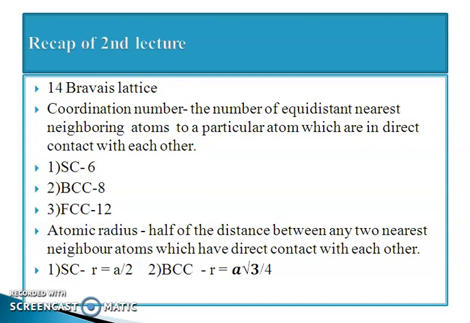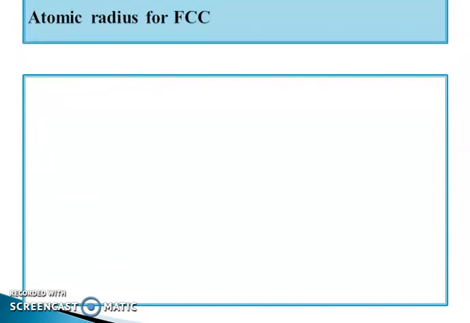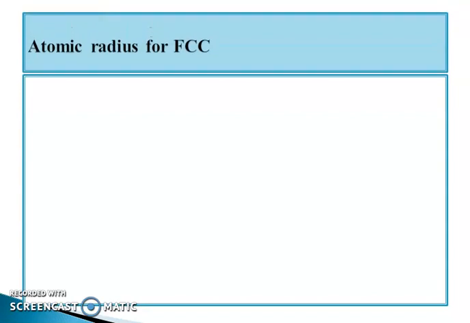Next was the atomic radius, that is half the distance between any two nearest neighboring atoms which have direct contact with each other. For a simple cubic structure, this atomic radius r is equal to a by 2, and for body-centered cubic crystal, r is equal to root 3 a by 4. Now next we will see the atomic radius for face-centered cubic crystal.